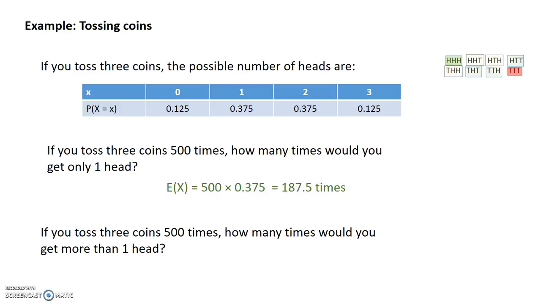How about more than 1 head? Well, what's more than 1? That's 2 and 3. So we've got to add up the probability of 2 and the probability of 3 and multiply it by 500.